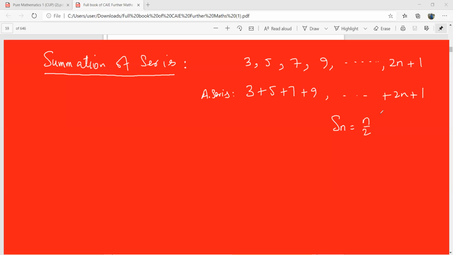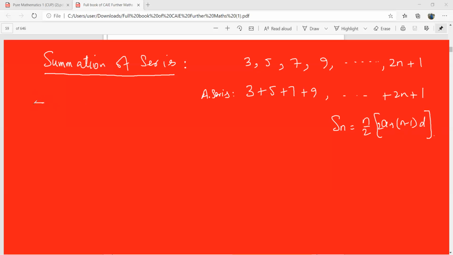n over 2 into 2a plus. Do you remember this formula? You have studied this in your A-level mathematics, okay? So you have to basically sum this up, okay? So in AP, there was a formula for this. And in this further mathematics, we have altogether a different kind of notation over here, okay?